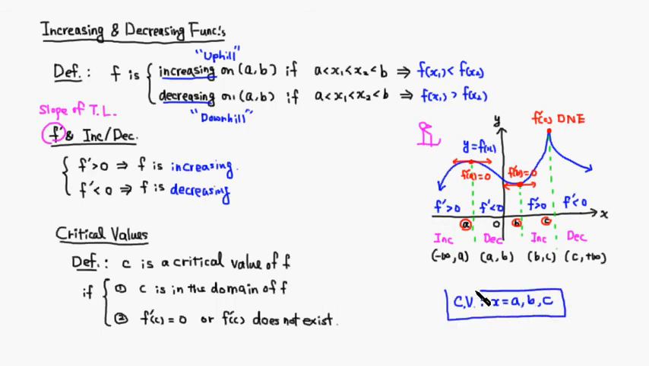All right, that's that. So this is just the increasing decreasing behavior of the function, and we can determine increasing decreasing behavior by looking at the sign of the derivative. And we have critical values. Definition is critical value has to be in the domain of f, and either derivative equal to 0 there or derivative does not exist. Right? That's it. I hope that this was clear.